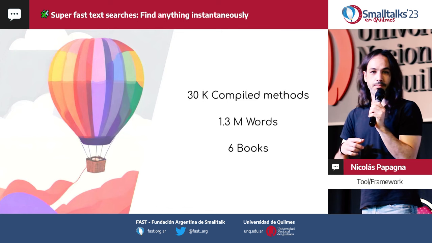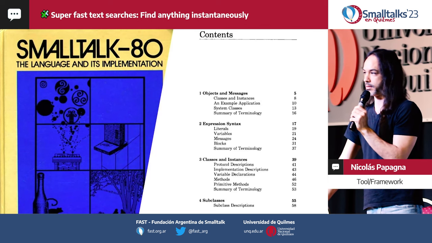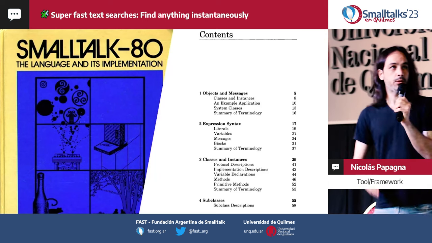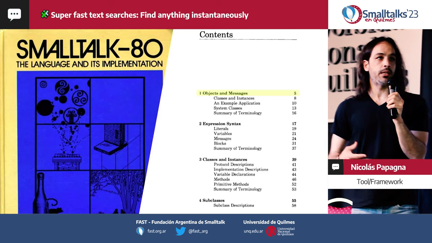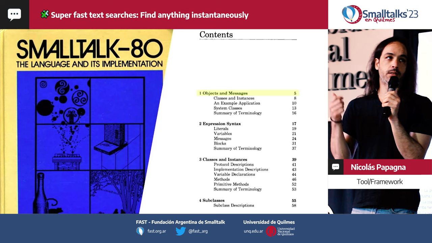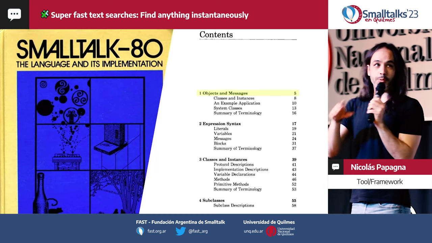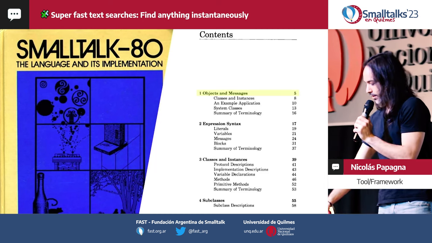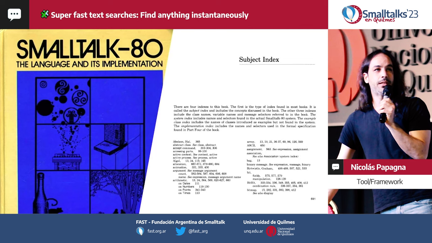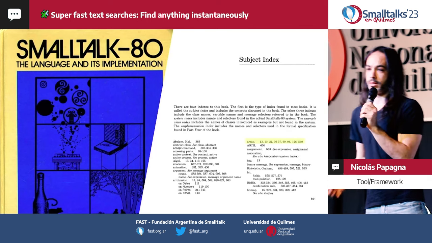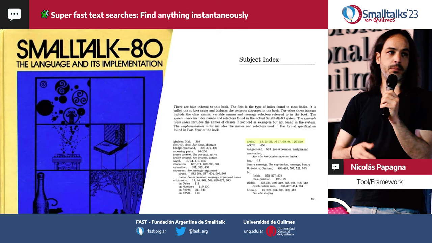Lucky for us, we solved this problem a long time ago with books. And the solution is called indices, right? In this case, we have an index that allows us to quickly jump to the page that contains either chapters or sections within the chapter. So it's a special kind of index. And when I was taking a look at our beloved blue book, I found this cool part at the end, the subject index, which is the usual index that you can find in books. It maps concepts to the pages where that concept appears.